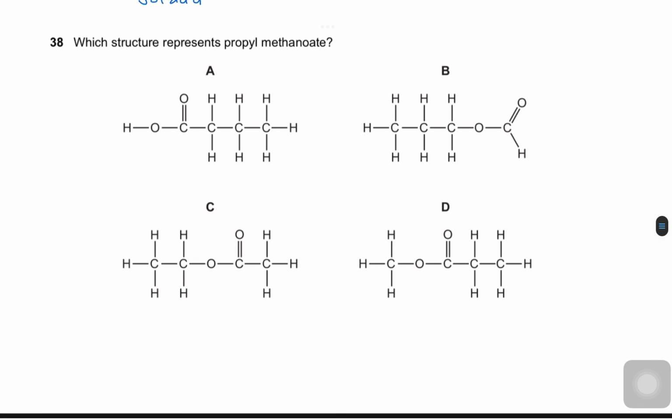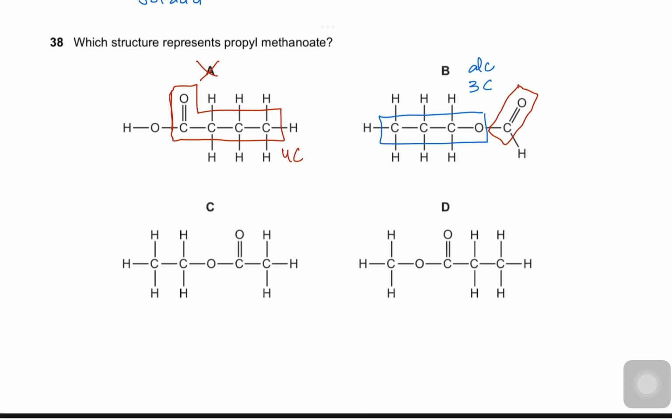Which structure completes propyl methanoate? Propyl means the alcoholic part has 3 carbons, and methanoate means the acidic part has only 1 carbon. So let's find out. In option A, you have the acidic part which has 4 carbons, so that's wrong. In option B, your acidic part has only 1 carbon, so that makes sense. The alcoholic part has 3 carbons, so that is totally what we were looking for. B is the right answer.